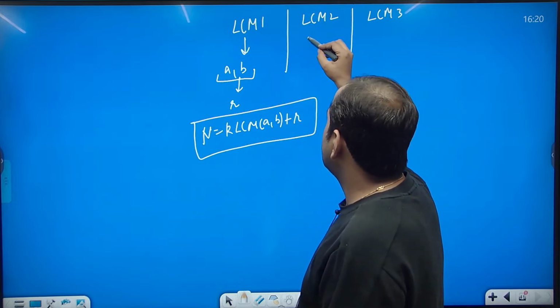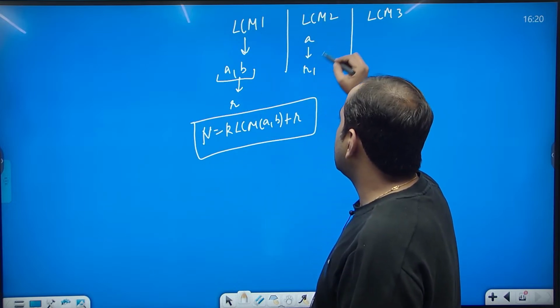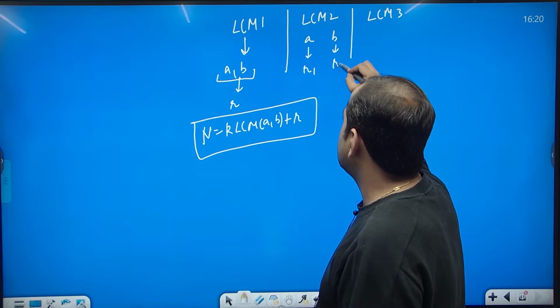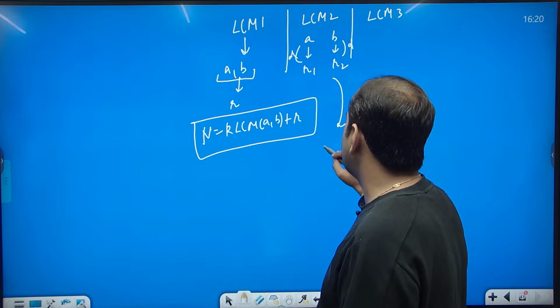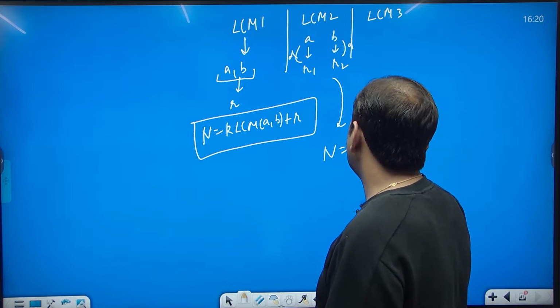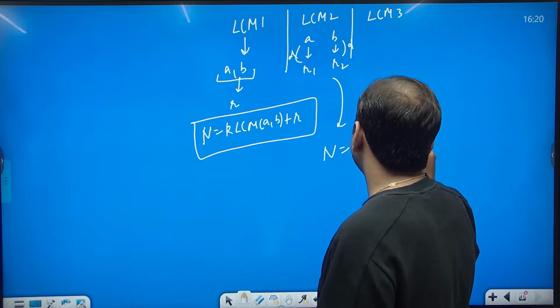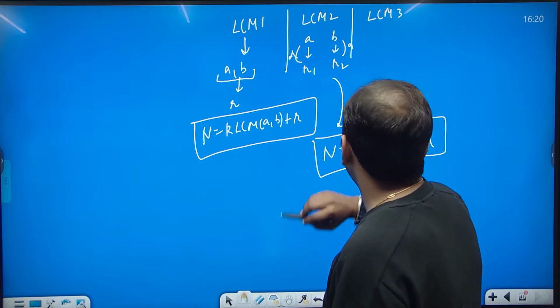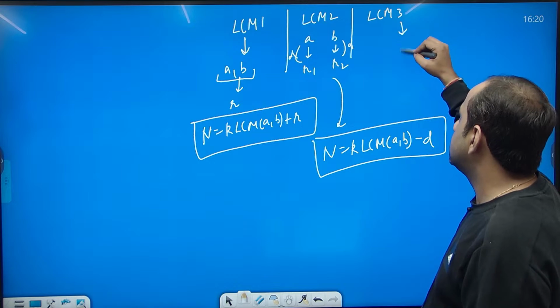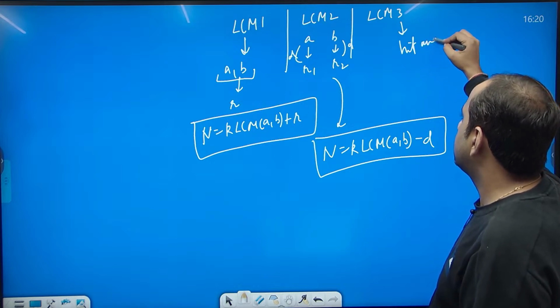In LCM 2 model, when divided by a, leaving remainder r1, divided by b, leaving remainder r2, but the difference is same, d in each case, so number will be of the form k into LCM of a and b minus d. And in the third model we have to use hit and trial to find the first number.